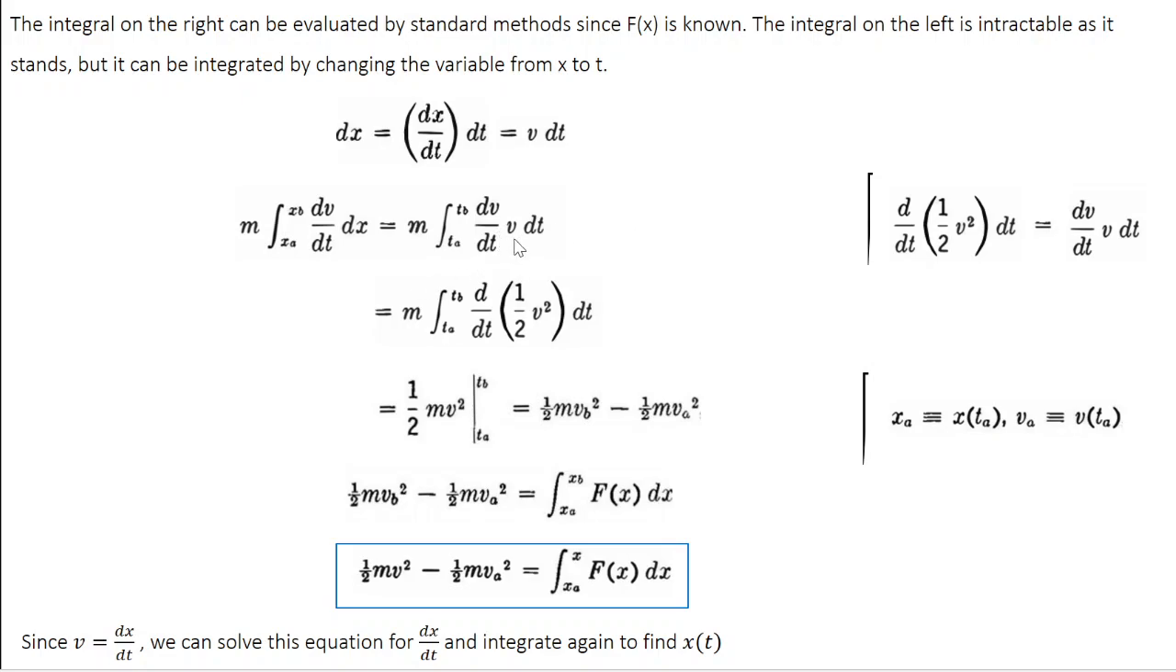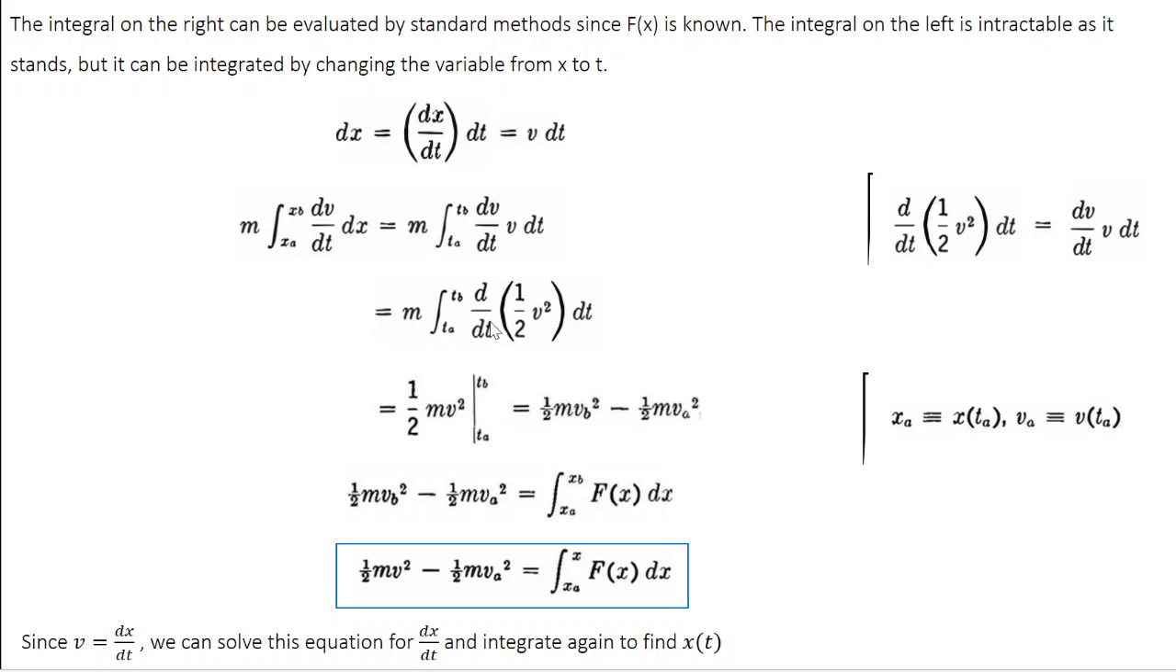This is straightforward. You can write dv by dt into v as d by dt of half v square, because derivative of half v square is going to be half into 2v into dv by dt. 2 and half cancel, so you have dv by dt into v. So the right hand side I am going to write as m into integral ta to tb d by dt of half v square dt.